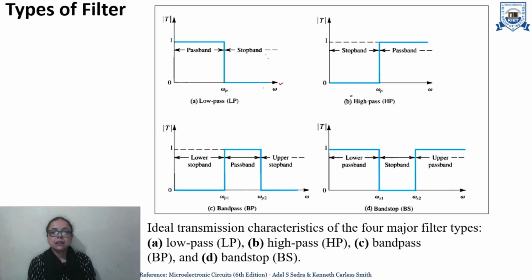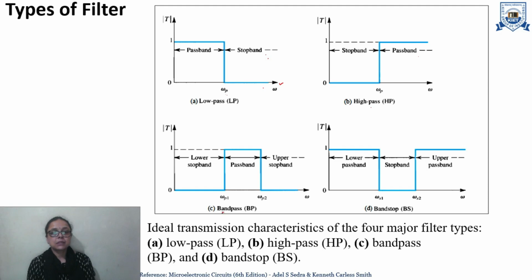And then it is the frequency response of a high pass filter. Here from 0 to omega p, it is a stop band, meaning these frequencies will not be passed by the filter, and after omega p, the filter will pass the frequencies. This is known as the pass band of the filter.